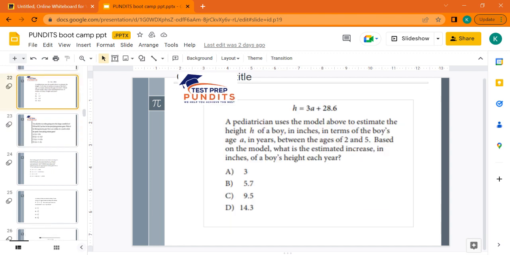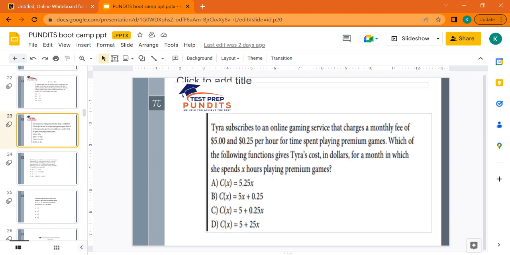Last time we solved this question involving linear equations and I asked you to try solving this question right here. Let's crack this question together. Tyra subscribes to an online gaming service that charges a monthly fee of $5 and $0.25 per hour for time spent playing premium games. Which of the following functions gives Tyra's cost in dollars for a month in which she spends x hours playing premium games? Let's take a look at the numbers they've given us.